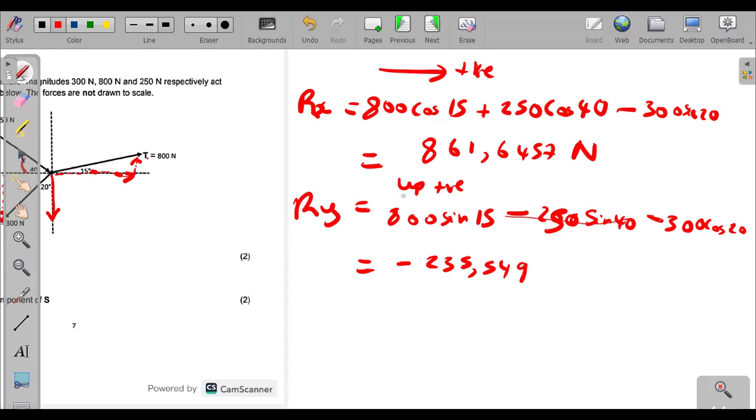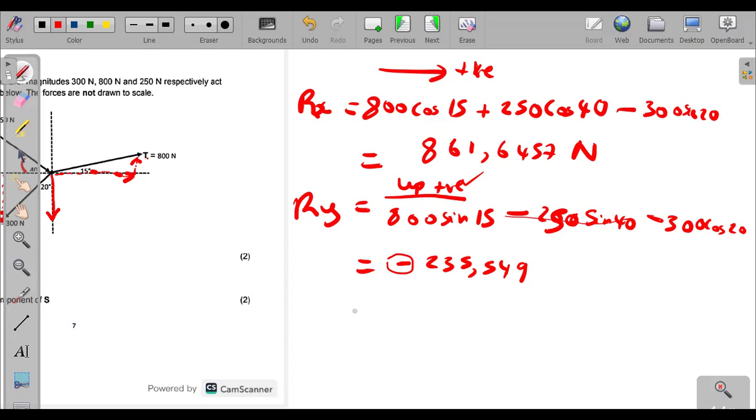What does this negative imply? It's simply telling us that since we chose upward as positive and our answer is coming out negative, this is acting downwards. So the direction is down. However, the instruction only wanted us to calculate the magnitude, so we shall focus on the magnitude.